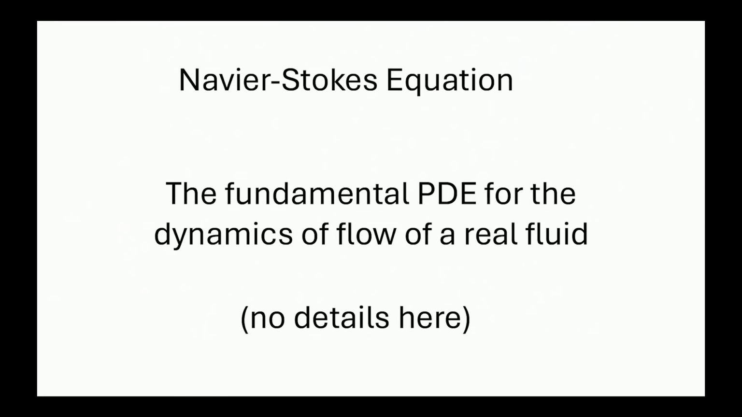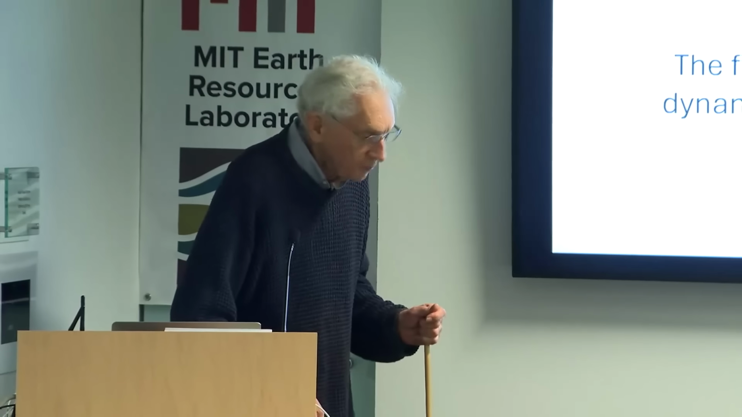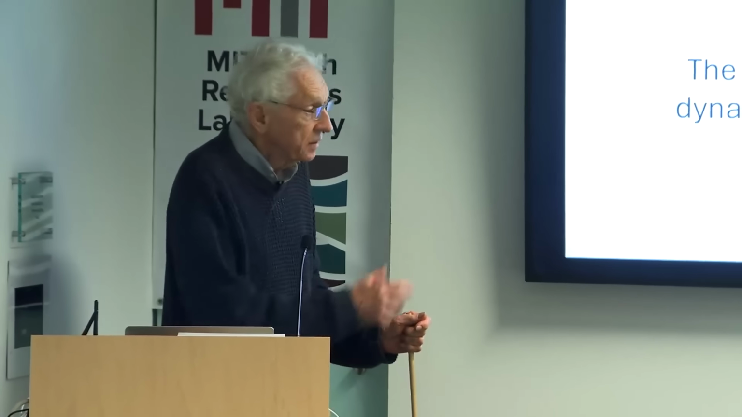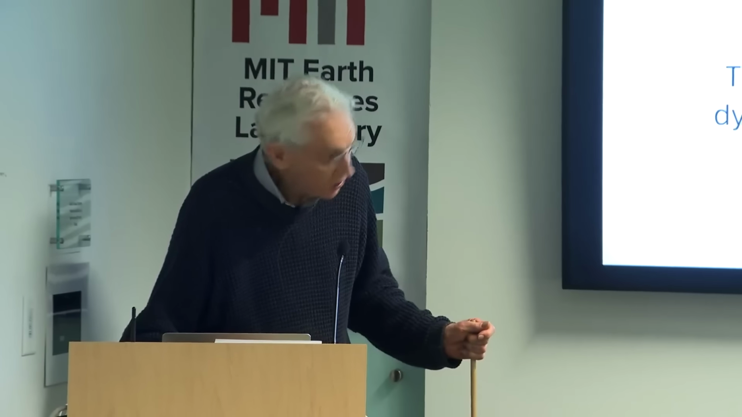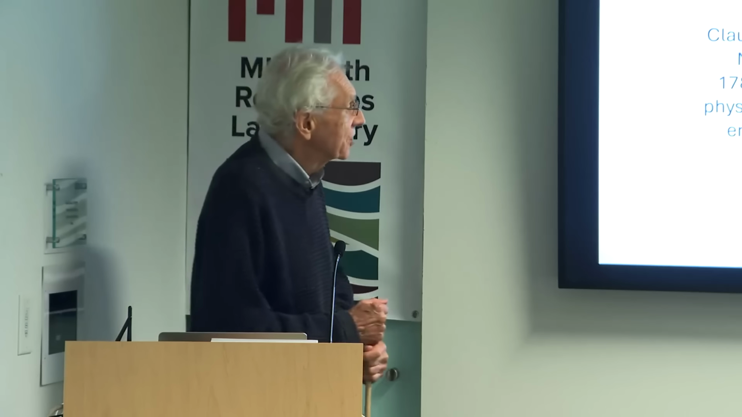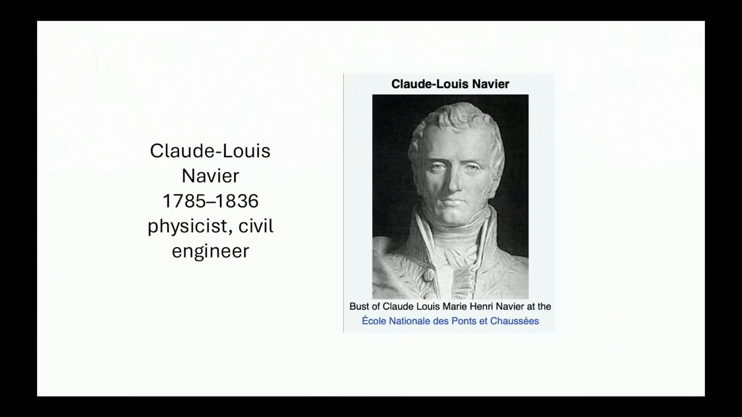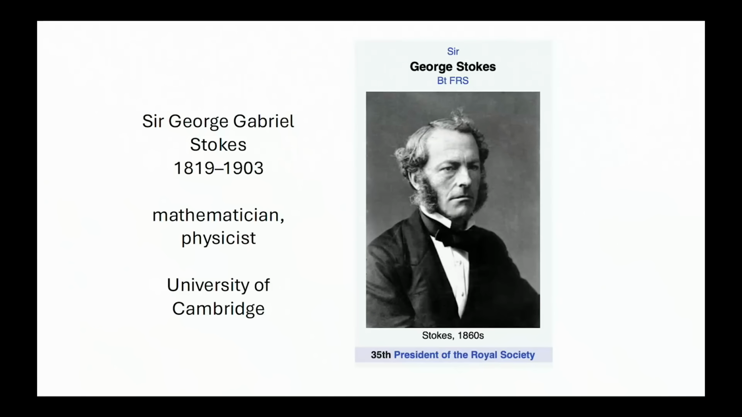Okay, so now to change the pace here, there's something called the Navier-Stokes equation. It's a long partial differential equation that accounts for all of fluid flow. The trouble is, it's very hard to solve. You can't solve it analytically for most problems. And I'm not going to tell you about the Navier-Stokes equation except to show you the two people who developed it. Claude-Louis Navier, who was a French physicist and civil engineer, and Sir George Gabriel Stokes, mathematician, physicist, fellow of the Royal Society. Big deal, right?